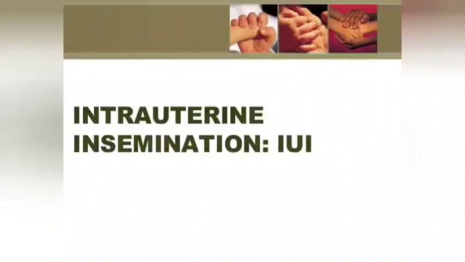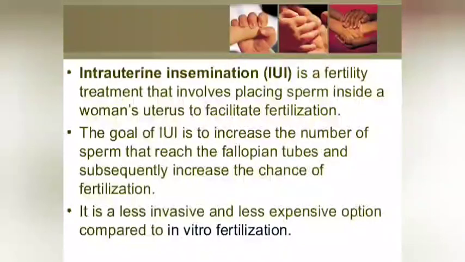Next procedure is IUI, which is called intrauterine insemination. This process is less invasive and less expensive also as compared to in vitro fertilization. In this method, the sperm is just placed inside the woman's uterus with the help of a doctor. So that is called intrauterine insemination.